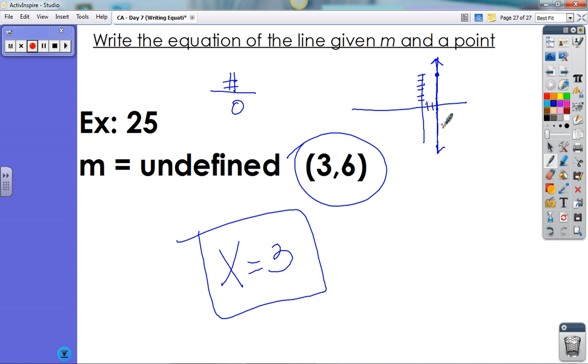So hopefully after this tutorial, you will have a little bit more comfort and confidence in writing the equation of a line based on the information that you're given.